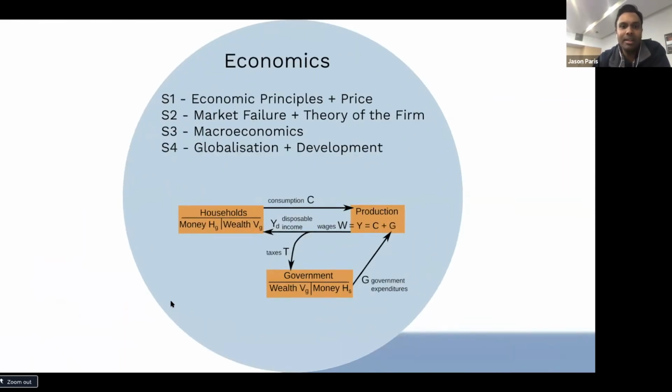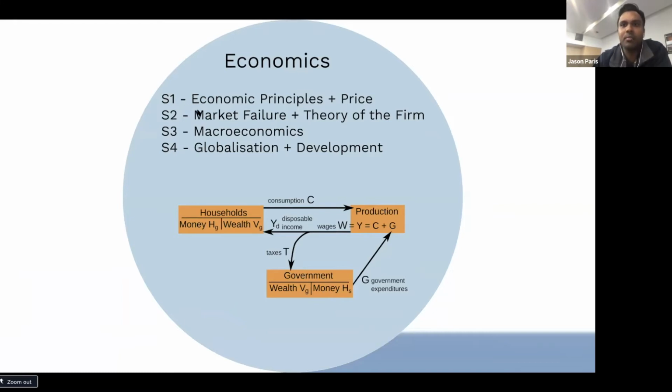Economics. So currently they are doing macroeconomics and globalization and development in semester 2. So you'll be starting next year with economic principles, which is the price mechanism as well, looking at key concepts like supply and demand, 5-sector flow, 7-sector model, all of these concepts getting rolled together, which create the foundation of the study of economics. And then looking at market failure and the theory of the firm.